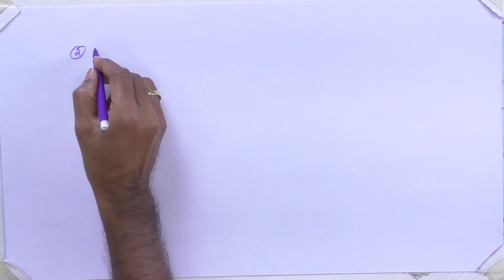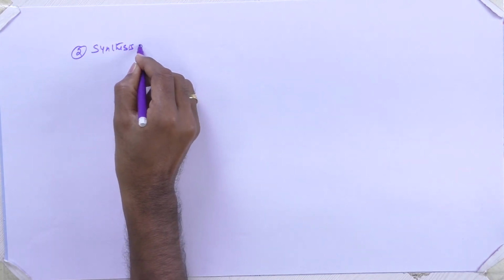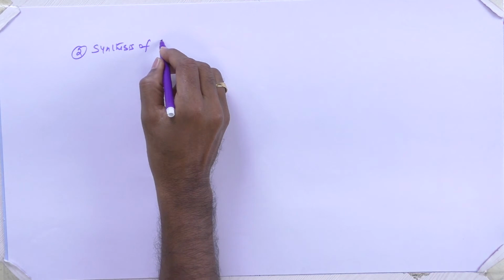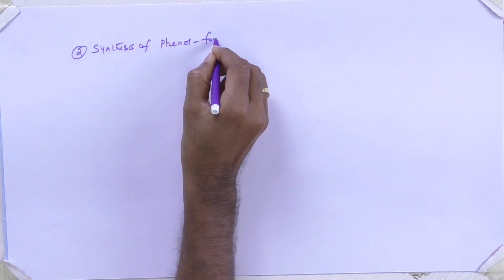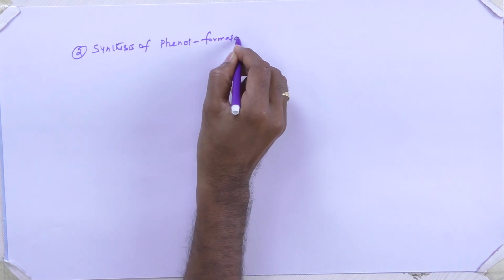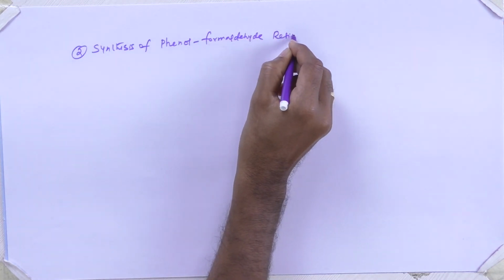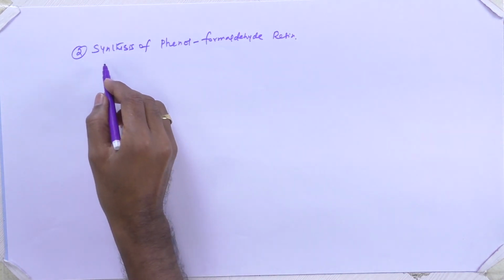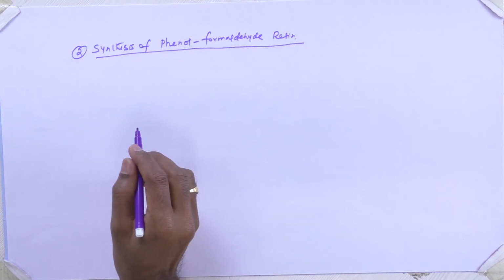And next one is going to be synthesis of Bakelite, or otherwise called phenol formaldehyde resin. The phenol formaldehyde resin or Bakelite can be synthesized from the following materials.